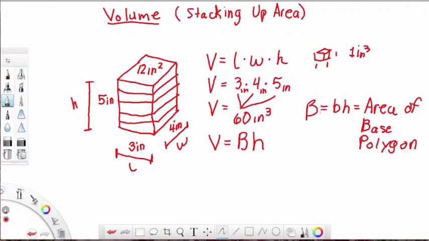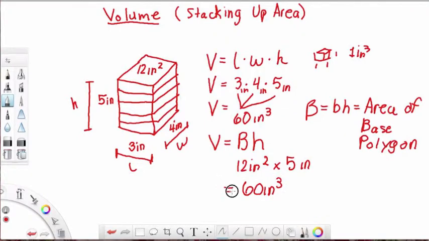Okay, so the big B is basically our length times width, or our base times height if we're just dealing with area. And the significance of that is, why are we focusing on the area of this base polygon? Well, when we take 12 inches squared and we multiply it by the height, which is 5 inches, 12 times 5 we know is going to be 60, and inches squared times inch is going to become inches cubed.